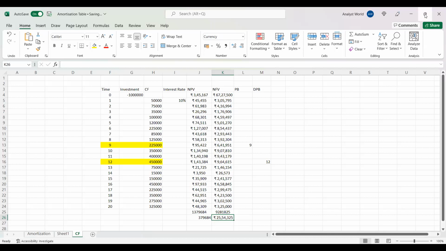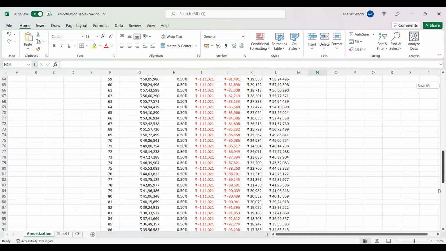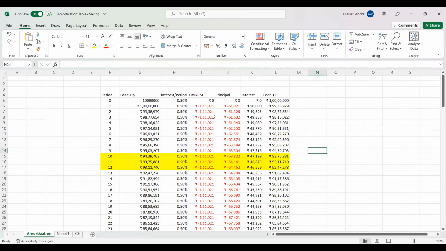All right. Is my screen visible? Yes, sir. Okay. Can somebody tell me what is written? It's period, loan, OP, interest, period, EMI, PMT, principal, interest, and loan cumulative interest. I think so. Okay. All right. So this is the amortization worksheet that I've worked out. Now I don't want you to focus on this except for this, because this is the loan that he has taken out, right? So let's do this.